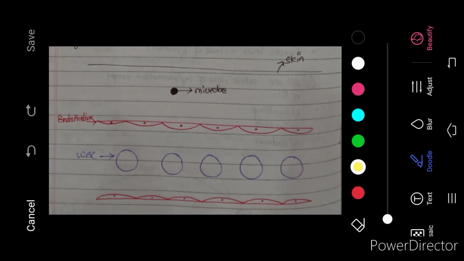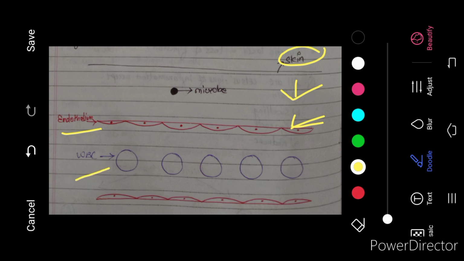Now the question arises: why are these vascular and cellular events taking place in acute inflammation? To understand this, let's see this figure. This is the skin, and below the skin we have a blood vessel, which is lined by endothelial cells. Inside blood vessels we have RBC, WBC and platelets, but currently we are only concerned with WBC.